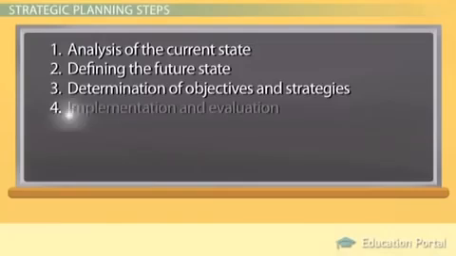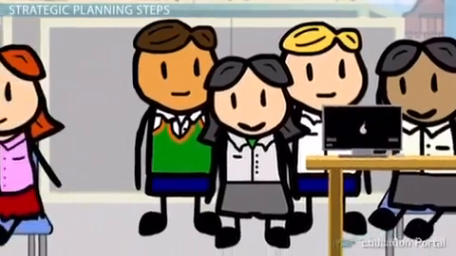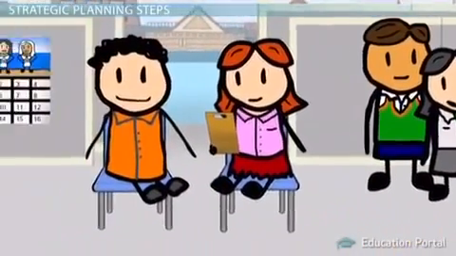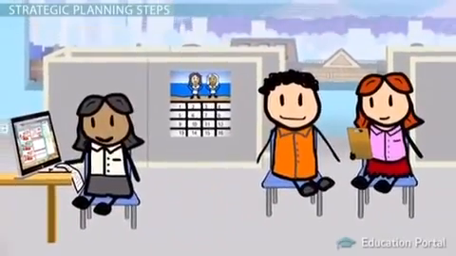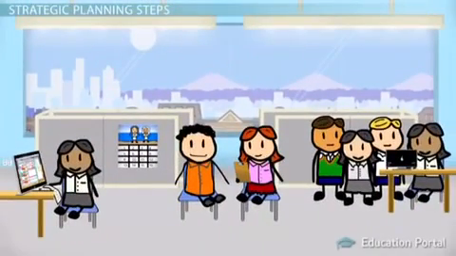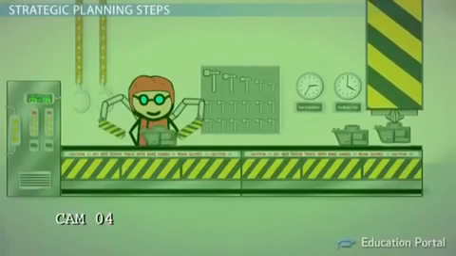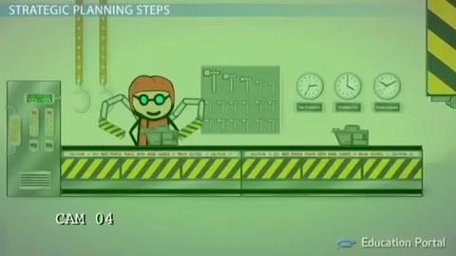Number 4, implementation and evaluation. The next step is to implement and evaluate the plan. Implementation in large organizations, such as governmental agencies or large corporations, will be done by a different set of organizational members than the members that created the plan. Different parts of the plan are typically distributed to various parts of the organization.